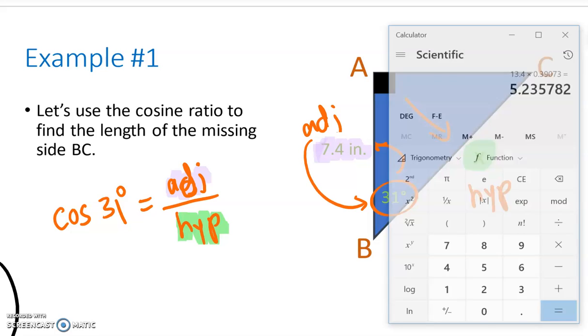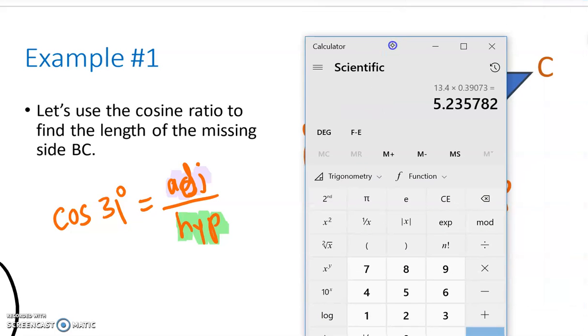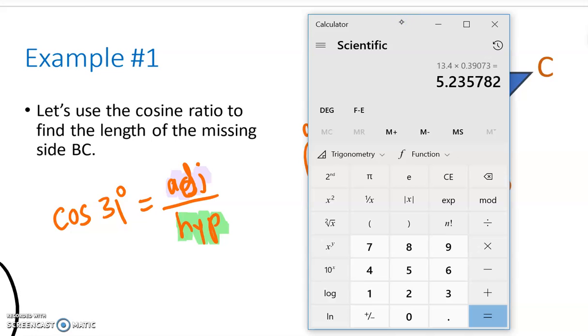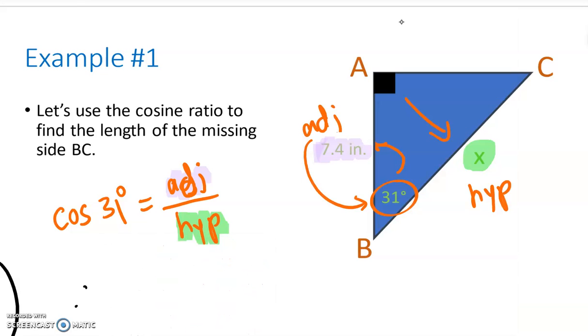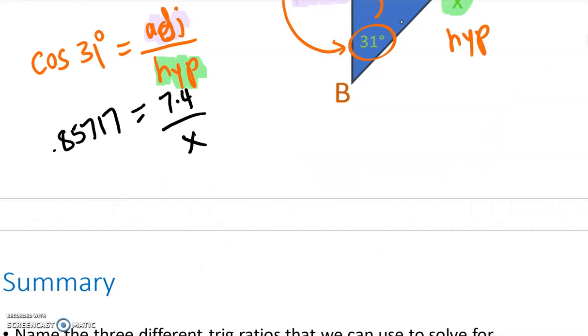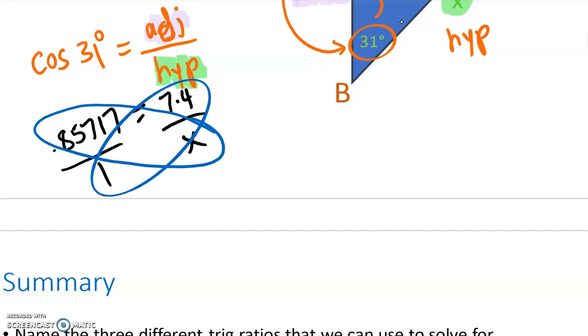So we're going to say the cosine of 31 degrees. At this point, we're going to punch it into our calculator and figure out what this decimal ratio is. So I'm going to write 31 cosine, and we can see that it is 0.85717 if we round it correctly. So 0.85717 is equal to the adjacent side, 7.4 over the hypotenuse, x. We're going to put this funky decimal over 1, and we're going to solve this by cross multiplying.